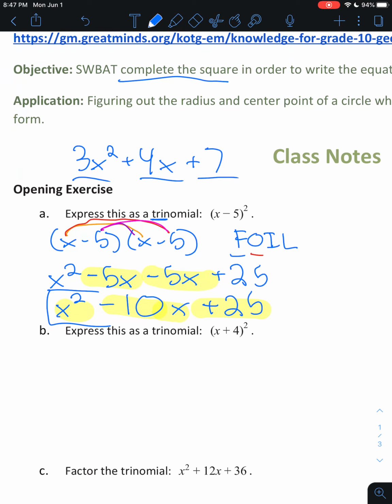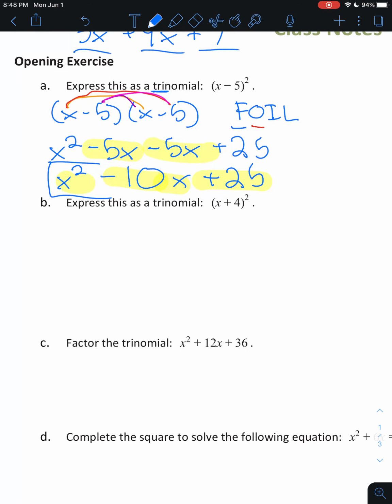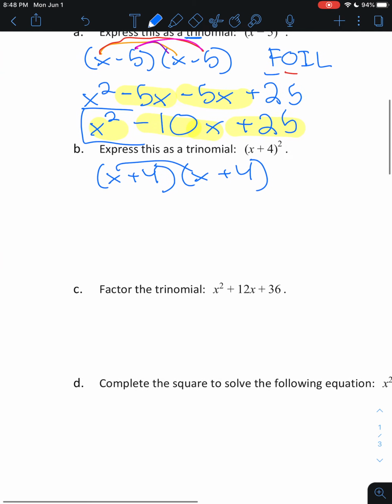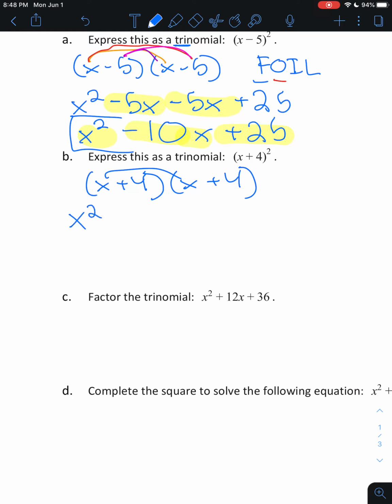Okay, let's look at another example. It's very similar. Express this as a trinomial here, (x plus 4) squared. Again, this is the same thing as x plus 4 times x plus 4. And again, we can just use our FOIL method. First we have the two x's, so that would be x squared, right? And then we have the O, which is the outer ones. So x times 4, that would be positive 4x. Then we have the I, the inner ones here. Again, positive 4x.